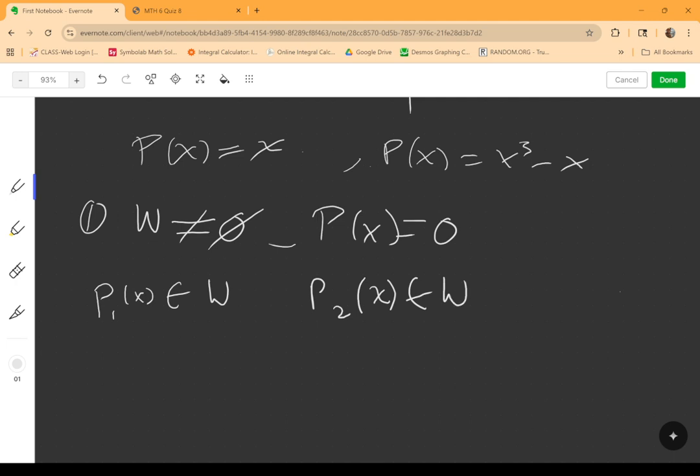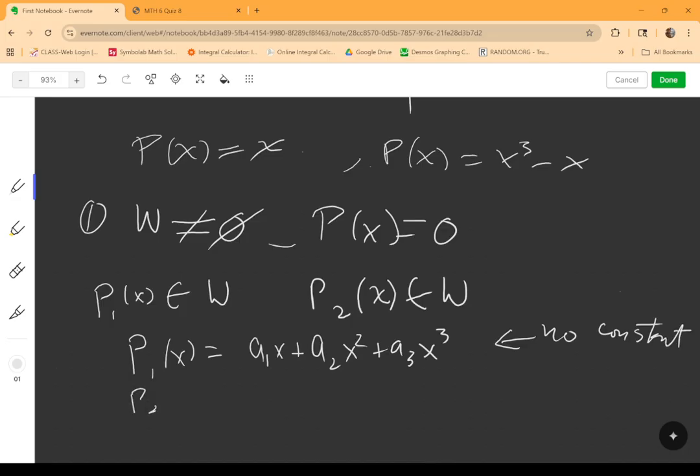All right, now one thing to notice is that any polynomial in W is going to be of this form. There'll be no constant, and the reason for that is because 0 is a root. So when I plug in 0, the resulting polynomial should be 0. The only way that happens is if there is no constant.